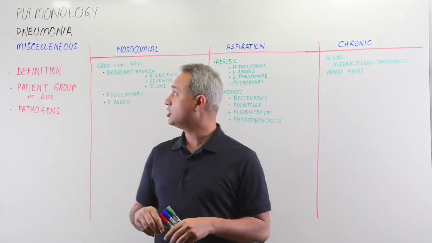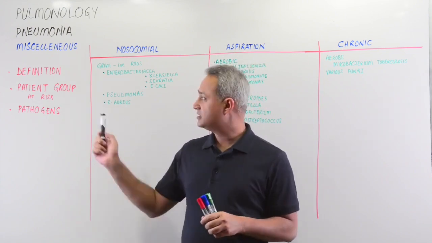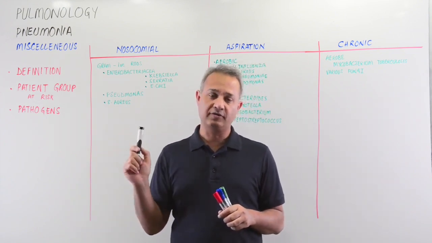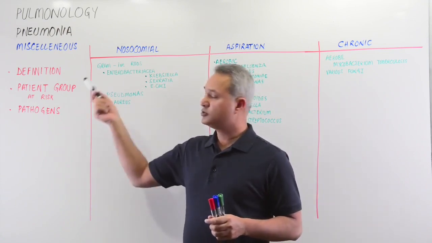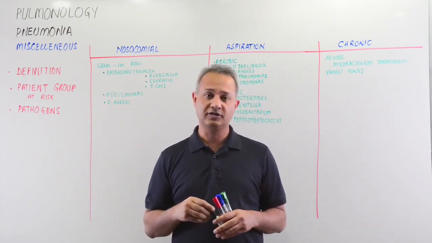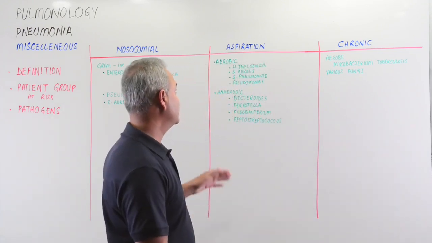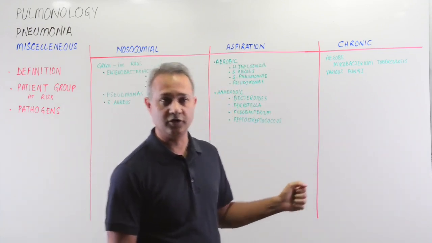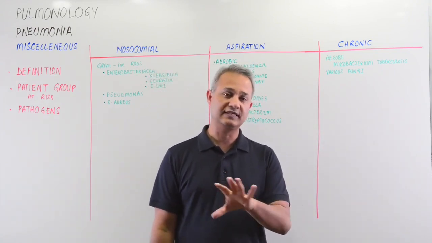Guys, this is Mobeen. We are talking about the respiratory pathology and pneumonias. This is the last topic, or actually second last before the tuberculosis. In this topic, we'll do the miscellaneous pneumonia syndromes. And what that is, we'll talk about nosocomial pneumonias, aspiration, and chronic pneumonias. Of course, for chronic pneumonias, we'll talk more about tuberculosis in a separate lecture.